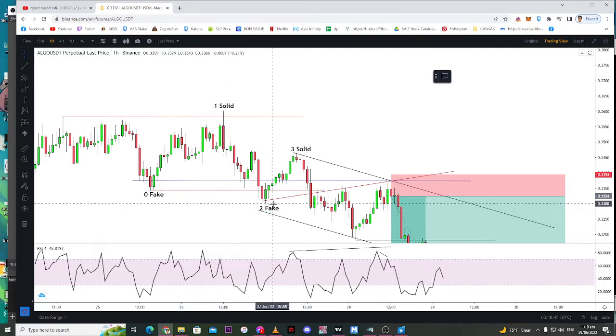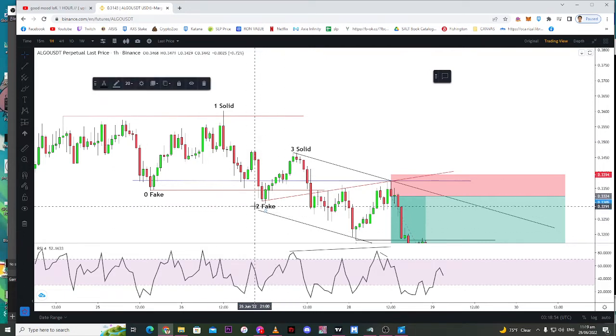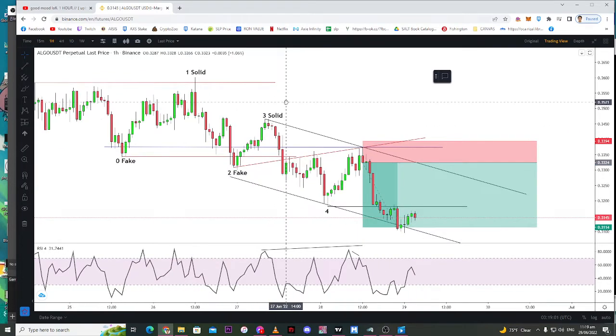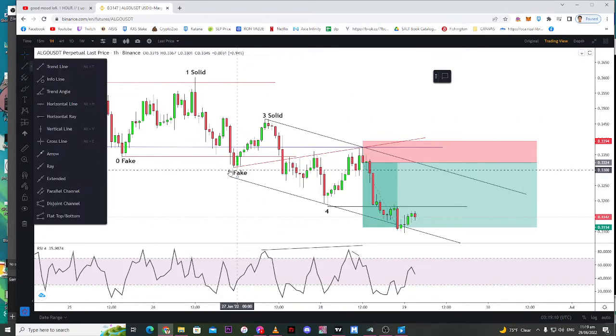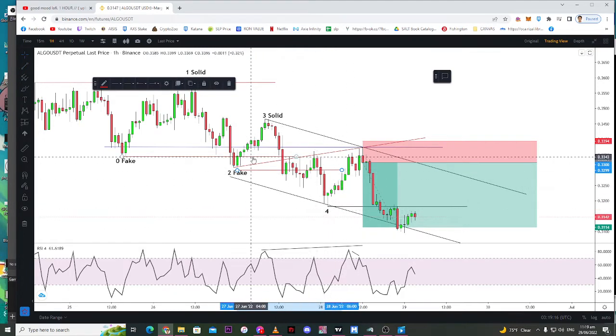And then 2 is also fake because 3 failed to surpass high number 1, which is very far. That shows that 2 really shows the buyers are super weak now and the sellers dominate the market. It was further solidified by our point 3, which became a solid market structure again because 4 closed below low number 2. Let's mark that so it's clearly visible. The price really dropped to low number 2.